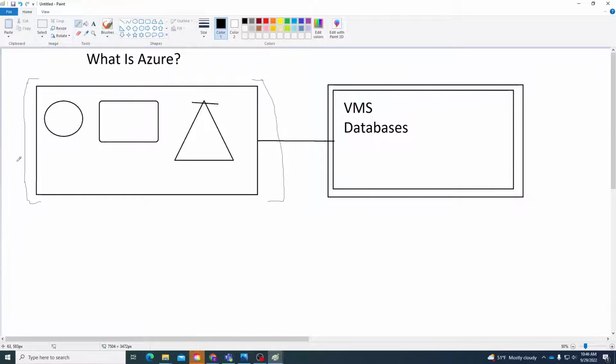You cannot physically access these servers though, so you are just renting them out, and there's things like the Azure portal, the terminal, and Cloud Shell, and other things that you can use to access those resources.